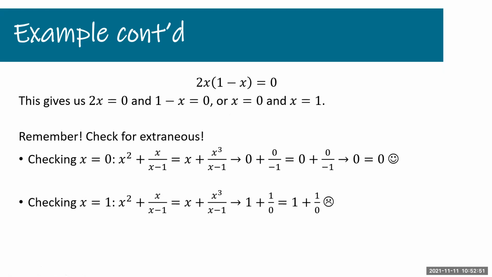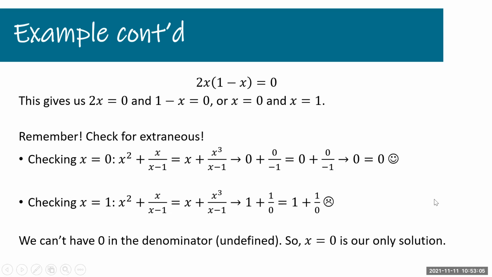When we do the same thing with 1, we end up with 1 over 0 here. That's not good. That's not possible. That's undefined. So x equals 1 is one of those extraneous solutions. We just toss it out. So our only solution here is x equals 0.